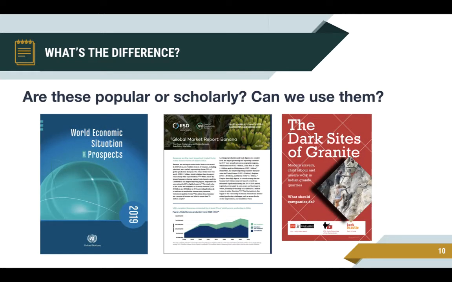Taking a look at these resources here, we have a United Nations report, the World Economic Situation and Prospects, a global market report for bananas, and a report about the granite industry. Sources like this might be what you're coming across when you do your research, especially if you're looking on the open web or Google. And the question I'm posing here is, are these popular or scholarly, and can we use them?